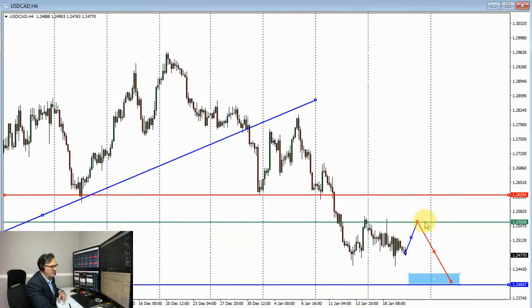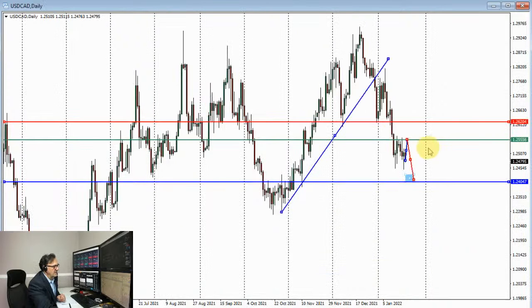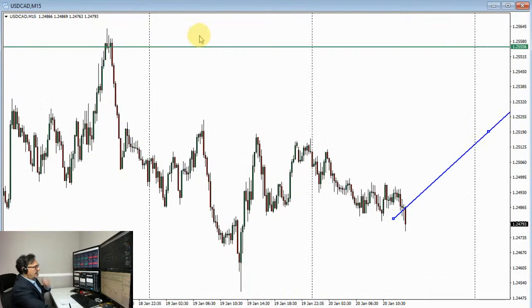So 2-to-1 risk to reward ratio, not the greatest one, but that's where I am with dollar CAD at the moment. So key trading level for me would be at this area here, 125.55, 125.60 or thereabouts. So that's where I am with the dollar CAD.